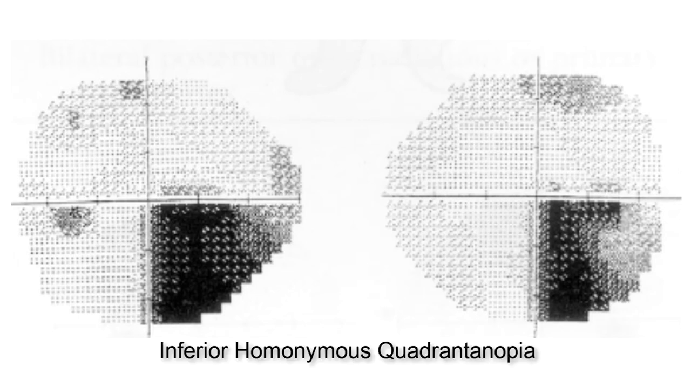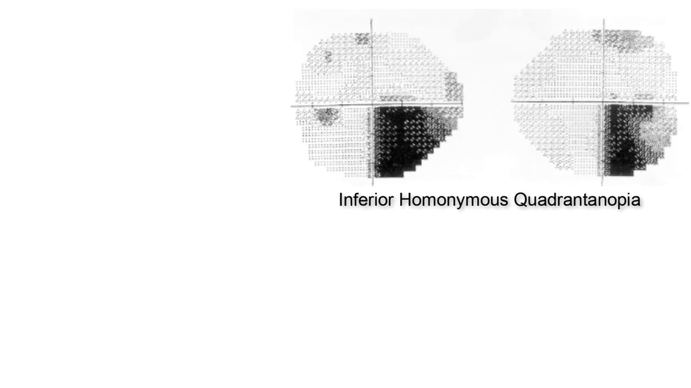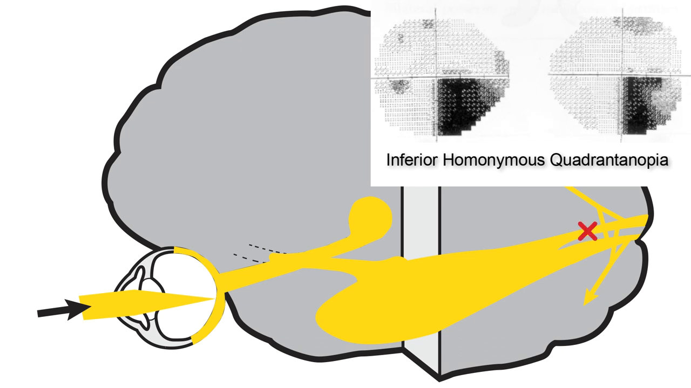Number 5. This is an inferior homonymous quadrantanopia. It is defined by the fact that the defect borders are aligned to the vertical and horizontal meridians in the inferior visual field. This pattern localizes to the superior visual cortex. The most common cause of these defects is stroke.